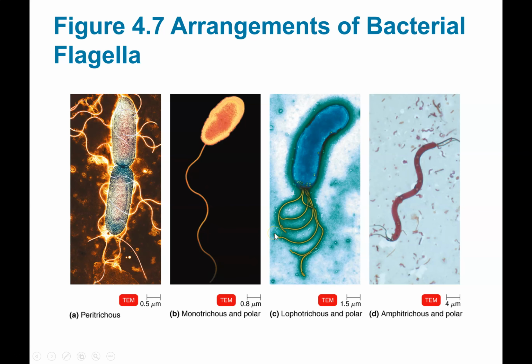Lopho means a bunch, so lophotrichous. And again, polar because it's coming off of that one end, but it's 2 or more flagella, right? Because 1 is mono, so anything more is lopho. And then amphi means both. So here there's 2 on each end, but if you have flagella on each end, it would be amphi and polar.